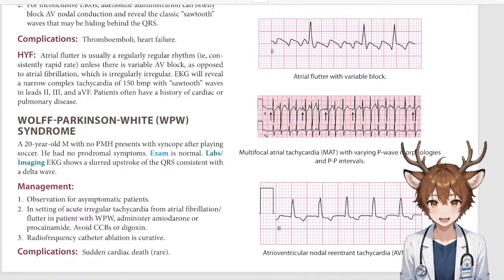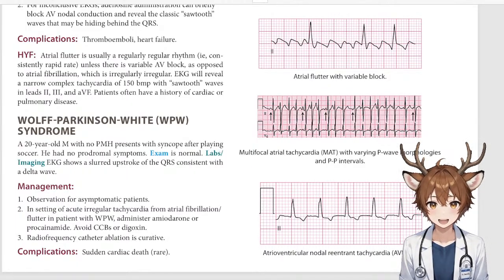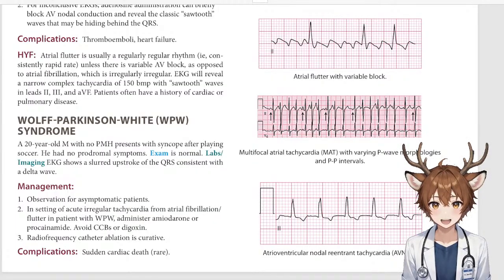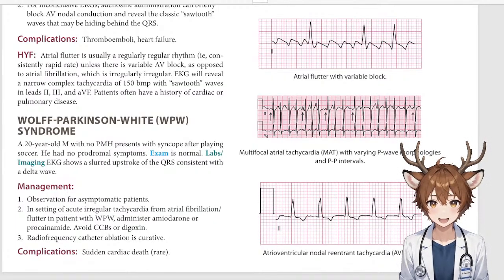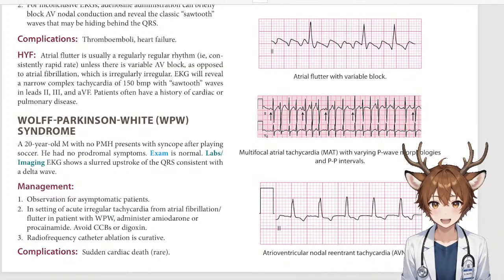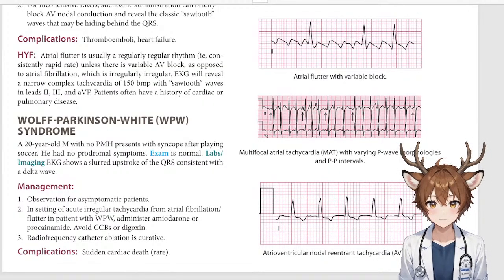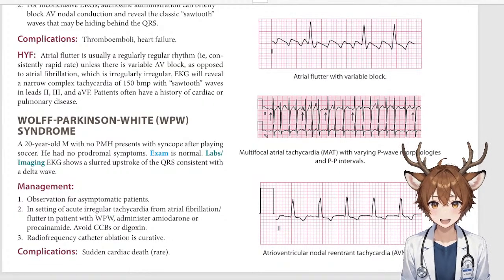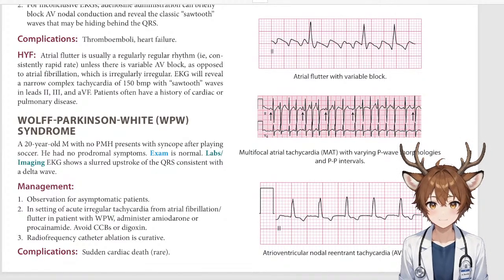Well, observation for asymptomatic patients, but in a setting of acute irregular tachycardia from atrial fibrillation/flutter in patients with Wolff-Parkinson-White, administer amiodarone or procainamide. Avoid calcium channel blockers or digoxin. Radiofrequency catheter ablation is curative. Complications of WPW: sudden cardiac death, which is rare though.